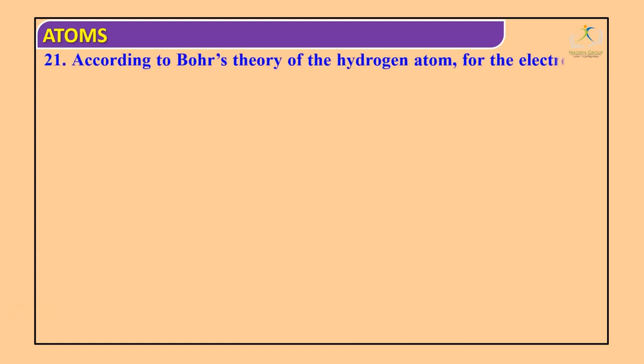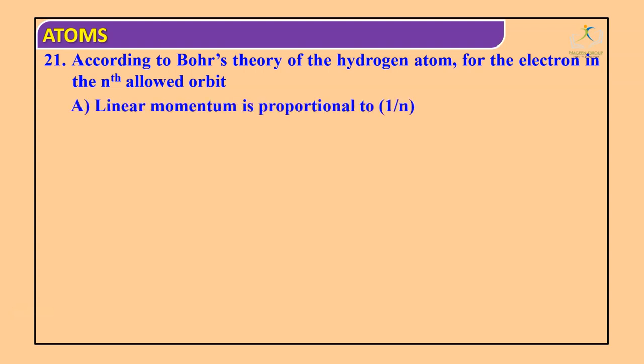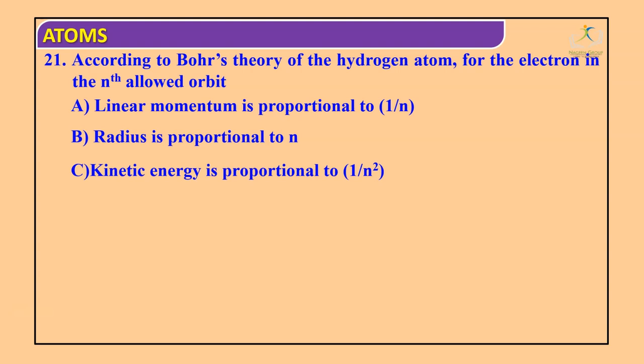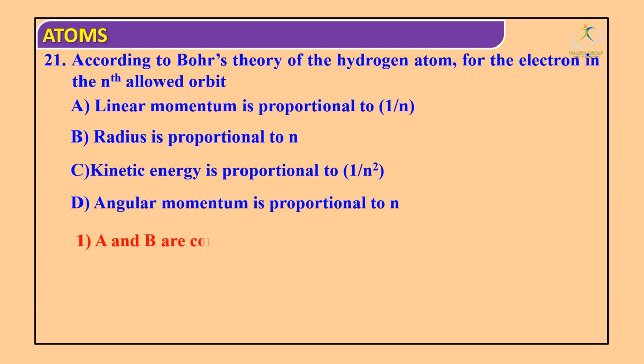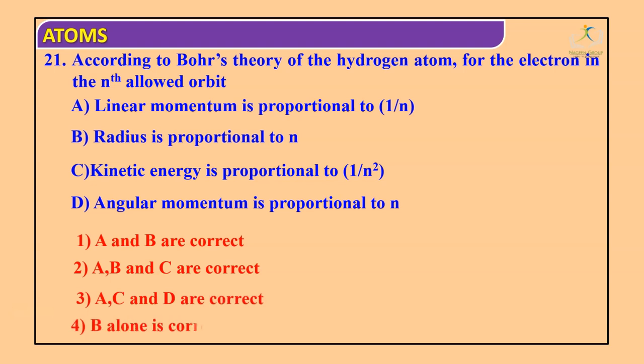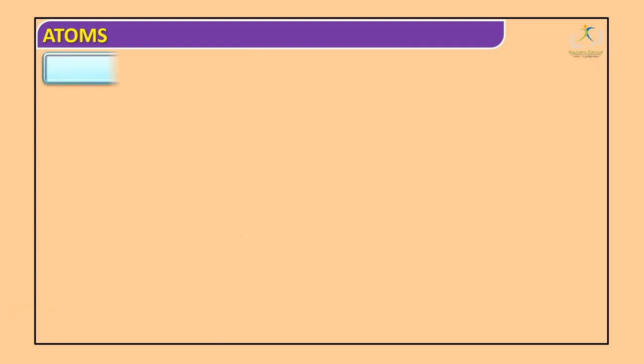Next question is, according to Bohr's theory of hydrogen atom, for the electron in the nth allowed orbit, linear momentum is directly proportional to 1/n, and radius is directly proportional to n. Kinetic energy is proportional to 1/n², or angular momentum is proportional to n. So let's see the solution of this question. We have these options. A and B are correct. A, B and C are correct. A, C and D are correct, or B alone is correct. So, move with the solution part, students.